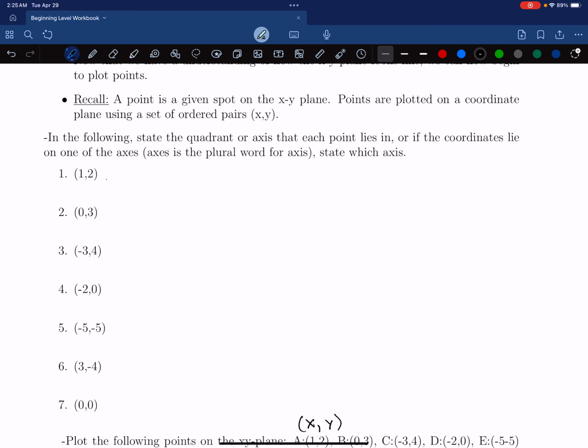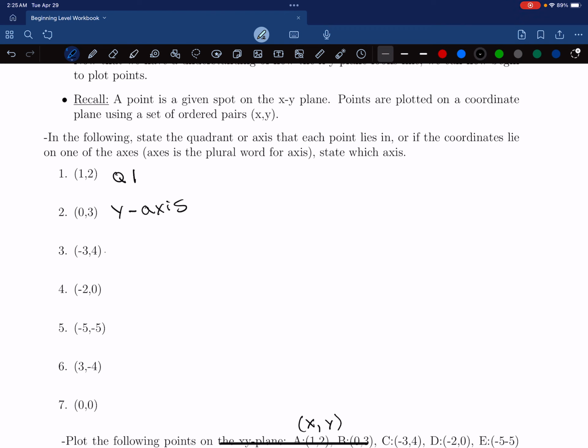So the point 1, 2, our x terms are positive and our y terms are positive. So that must mean we are in quadrant 1. And then looking at example 2, we have 0, 3. X is 0, so we aren't going anywhere on our x-axis, but y is 3, so we're going up 3. So we're only going up 3, and we're not actually moving anywhere on the x-axis, so this point actually lies on the y-axis.